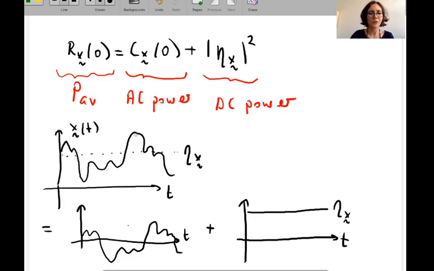Long story short, take any wide-sense stationary ergodic process, and you can do this decomposition. The average power is the total power, which is the AC power plus the DC power. This decomposition always holds for wide-sense stationary ergodic processes.